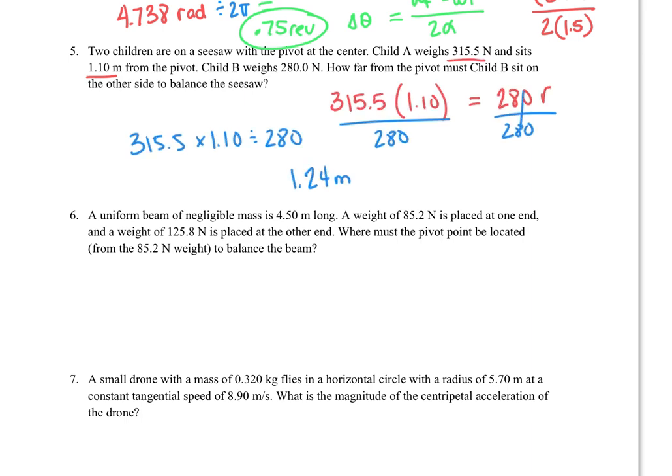Next one's very similar, except you're going to use the whole length of the seesaw instead of assuming the pivot is in the center. The one above it said assume the pivot is in the center. The second one's saying, hey, the pivot doesn't have to be in the center, but I want to make sure that it balances. So this is where you take your whole length, that 4.5, times the radius of the one you want. Well, the one I want is the 85.2. He's going to be my numerator right here. The other one's going to be my denominator.